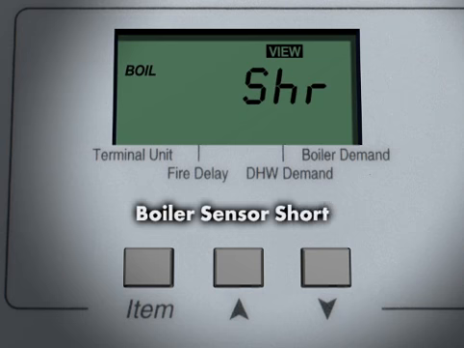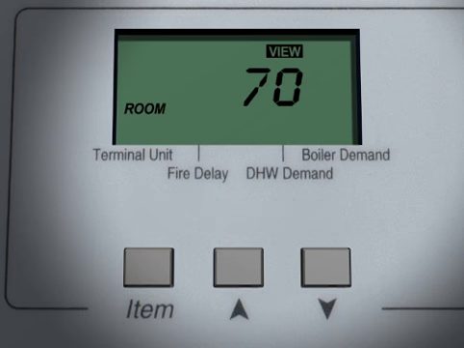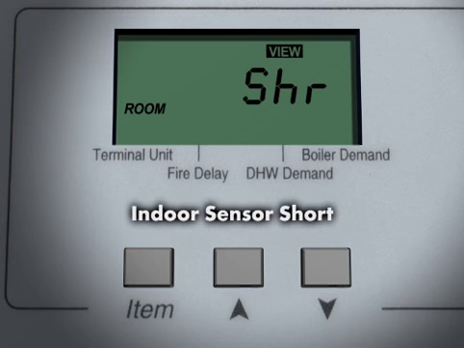The boiler sensor circuit generates similar error messages if shorted or open. In either case, the control will not operate the boiler contact. Again, after fixing the problem, clear the error message with the Item button. With short or open errors in the indoor sensor circuit, the control will continue to operate as if there was no sensor connected. Repair and clear the error. However, if the indoor sensor was deliberately removed, the control must be powered down and then powered back up.